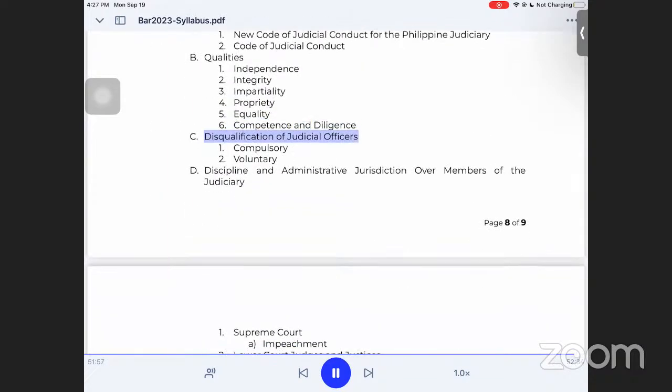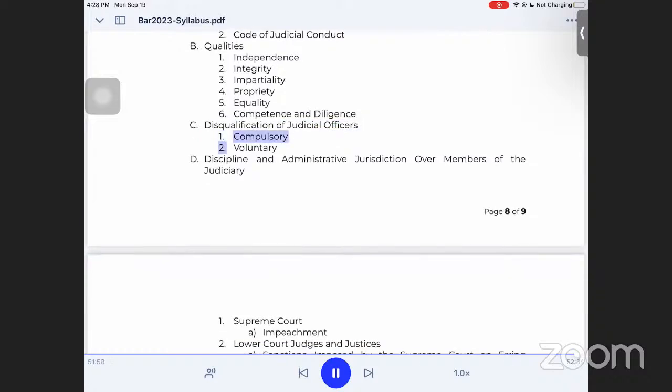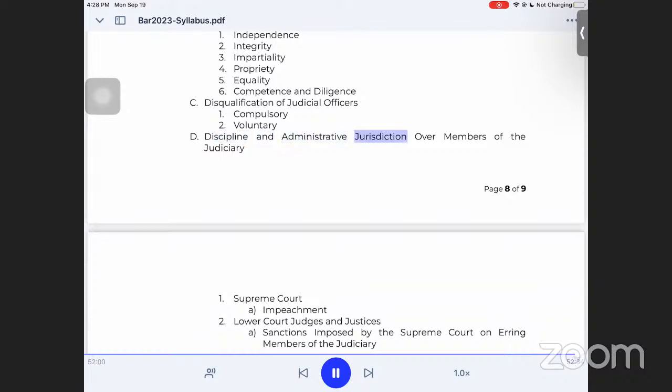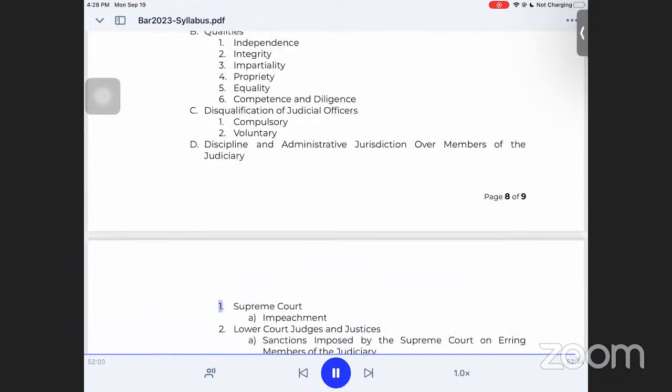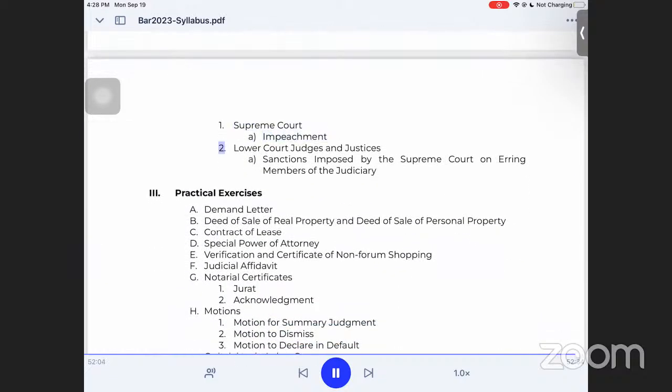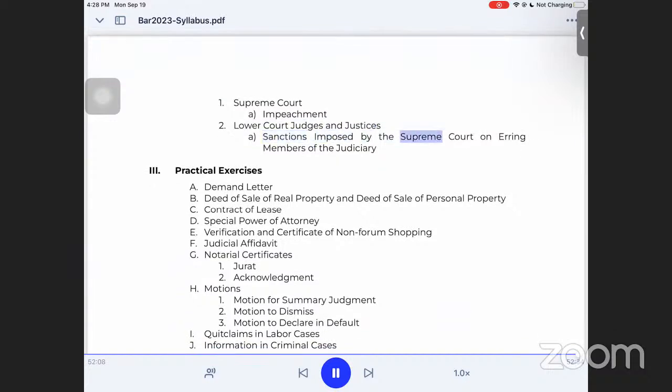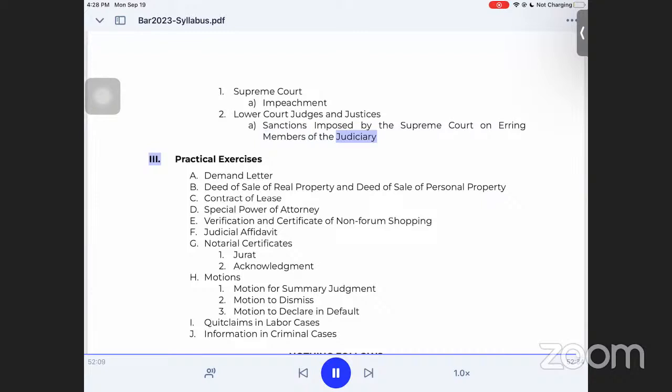C. Disqualification of judicial officers: 1. Compulsory; 2. Voluntary. D. Discipline and administrative jurisdiction over members of the judiciary: 1. Supreme Court: A. Impeachment. 2. Lower court judges and justices: A. Sanctions imposed by the Supreme Court on erring members of the judiciary.